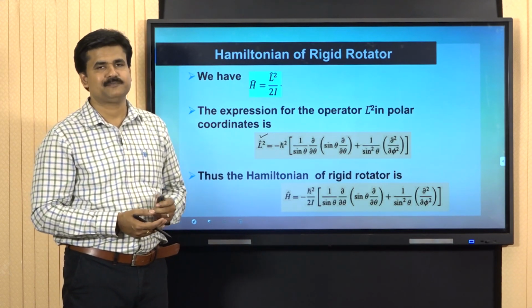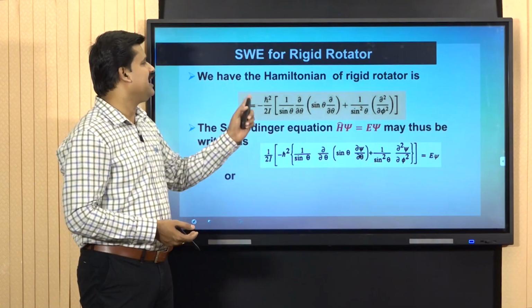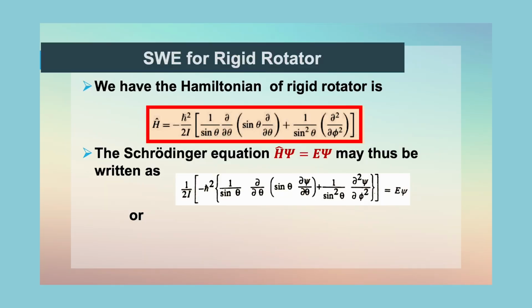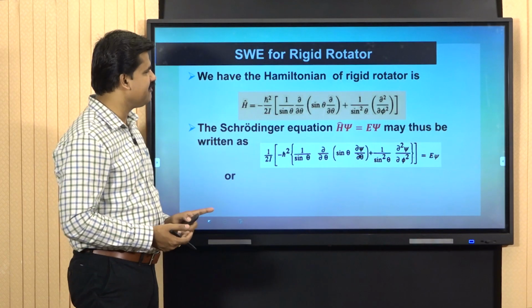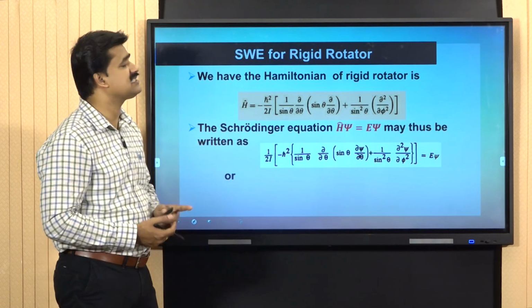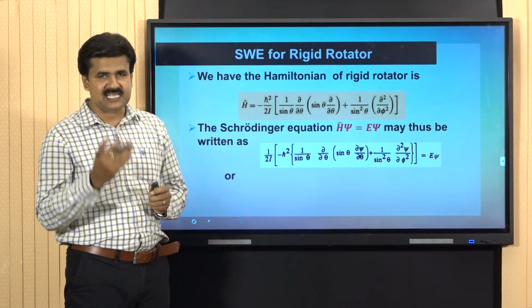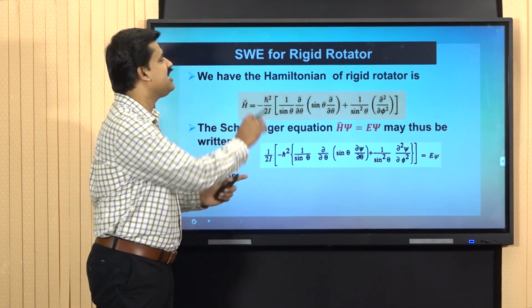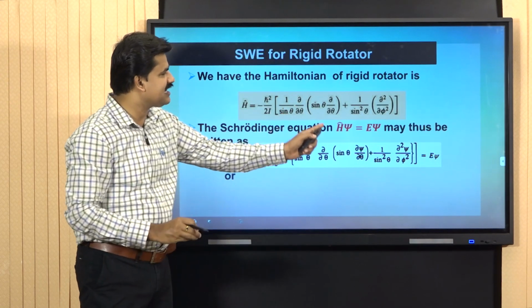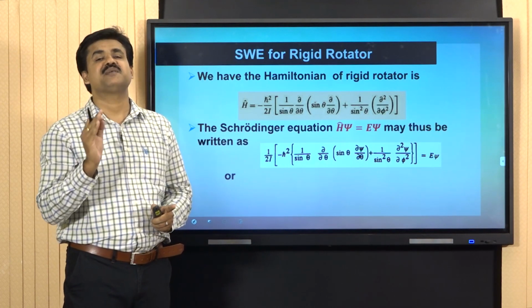Now, we have the Hamiltonian H hat equal to minus h-bar squared by 2I, times 1 by sin theta, del by del theta of sin theta into del by del theta, plus 1 by sin squared theta, del squared by del phi squared. The Schrodinger wave equation, as we know, the time independent Schrodinger wave equation, is H psi equal to E psi. Now we have the Hamiltonian operator in spherical polar coordinates like this, and we have to substitute it in this expression to get the Schrodinger wave equation for a rigid rotator in spherical polar coordinates.